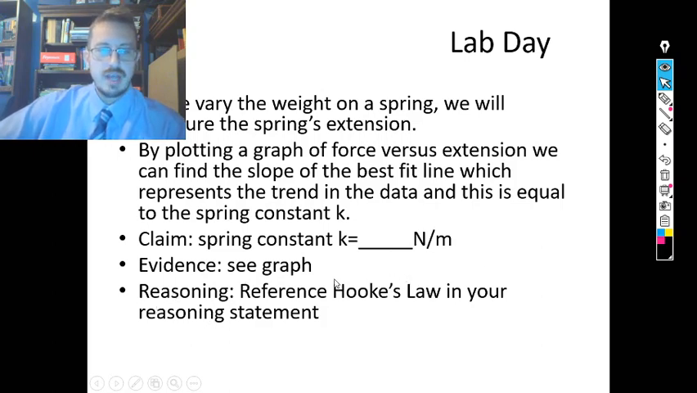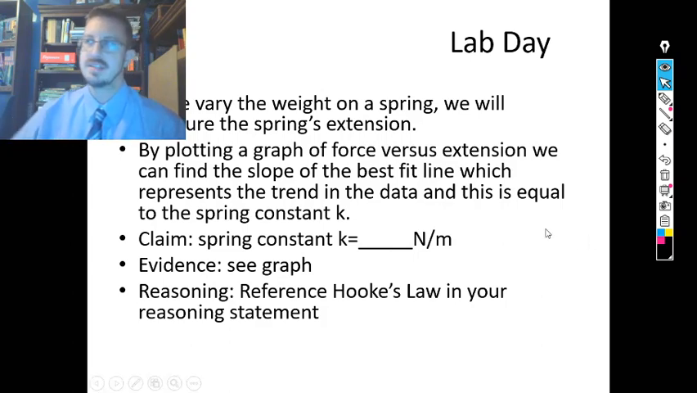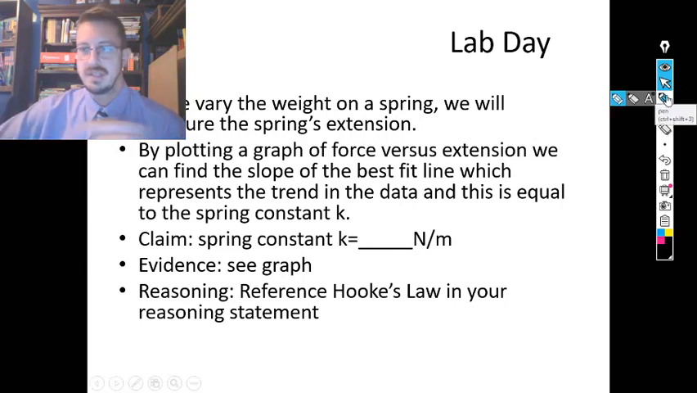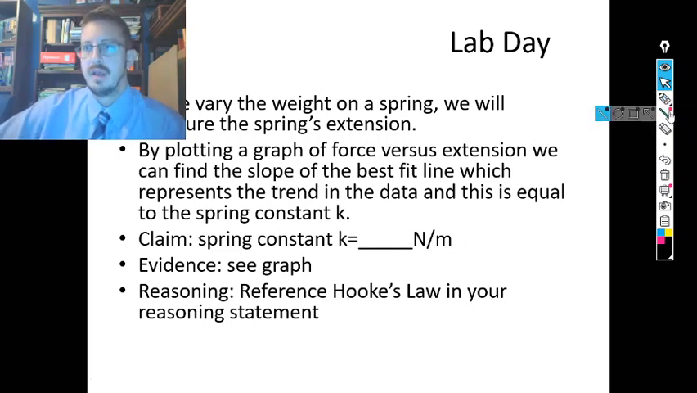We will graph all of our data, and in your reasoning statement, you should reference Hooke's law, which remember is force equals Kx. And there is a negative sign in front of the K because whichever way we apply a force, the spring is always acting against it. So when we stretch a spring out, the force in the spring is trying to pull it back. If we compress a spring, it's trying to push back. And so there is a negative sign there to show that that force opposes the direction of elongation or compression.